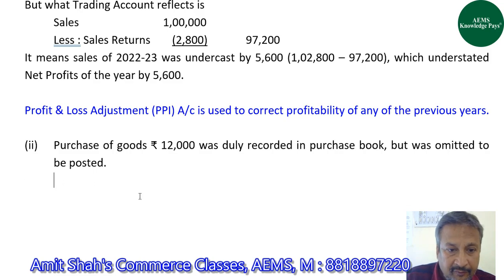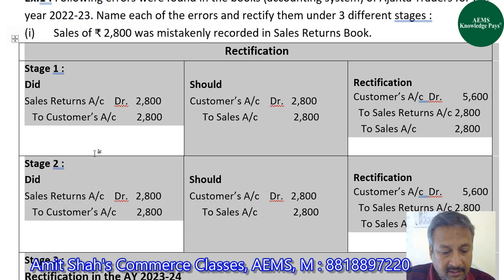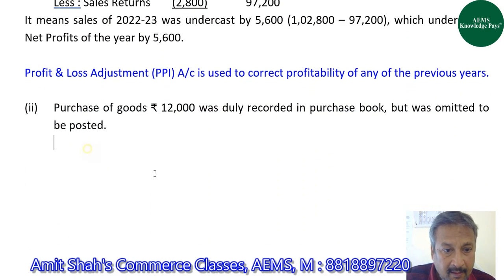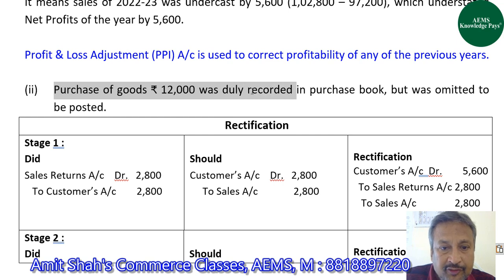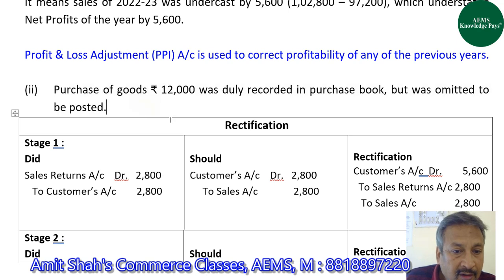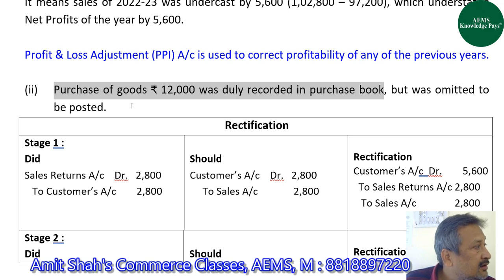Now the same, now we do this, the second error we correct. Here what has been given is that purchase of goods rupees 12,000 was duly recorded in purchase book but was omitted to be posted. It means it was not posted where? In supplier's account. Because from purchase book, the entry goes in ledger for posting in supplier's account. On which side?